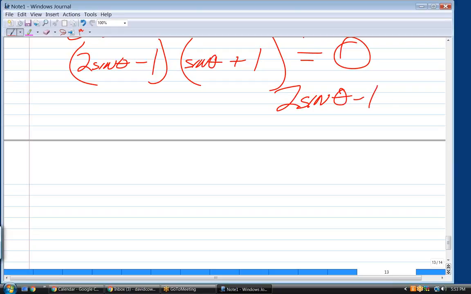Equals 0. Minus 1 equals 0. Okay, so what's sine theta equal? Then it would be plus 1, divide everything by 2. It's 1/2. Okay. What's theta equal to?